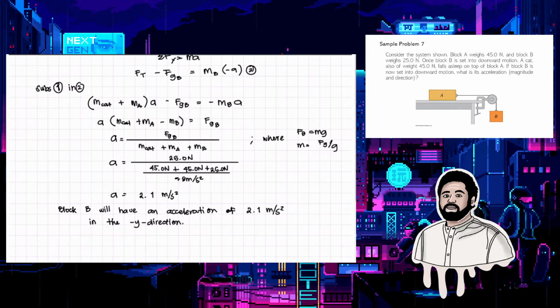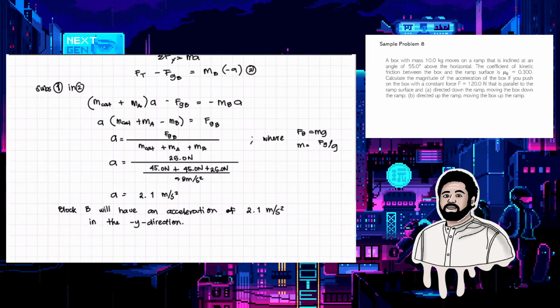Let's have sample problem 8. I thought this was a hard or difficult problem, but it's not. This is an easy one pala. So, just with different scenarios.